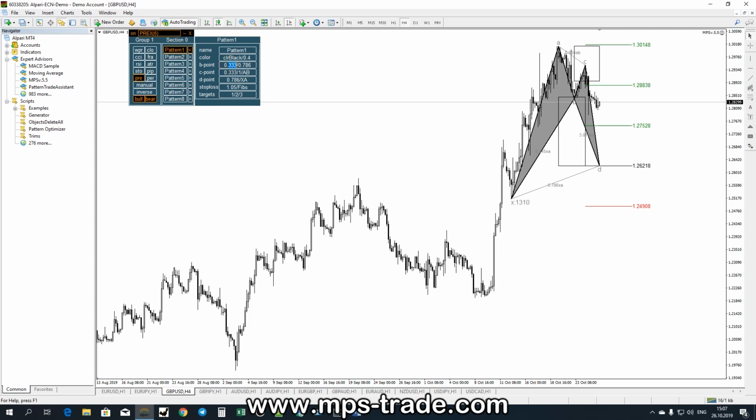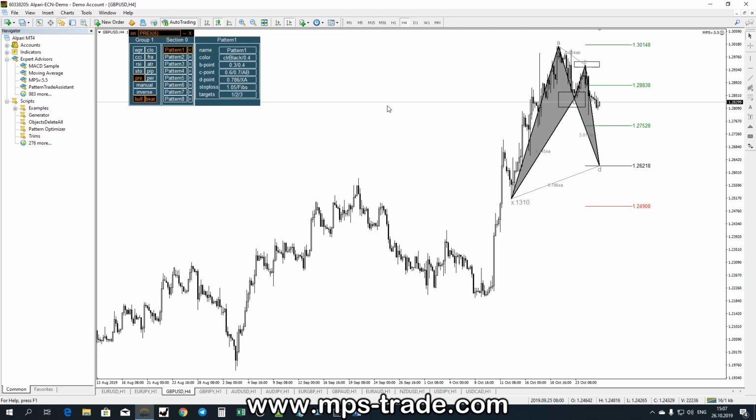So the B point is 0.3 to 0.4, and the C point in the range of 0.6 to 0.7. Okay, so now let us leave the D point, the stop loss, and the targets as they are for now. We will optimize them during our testing.